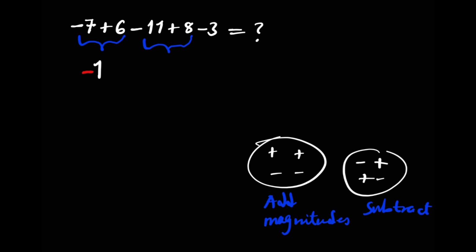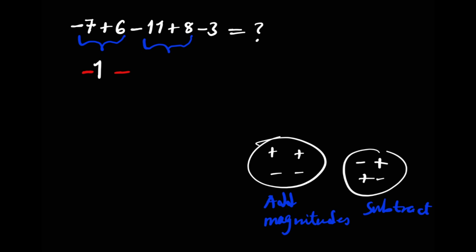Let's move to the second pair of numbers. We have negative 11. Then we have plus 8. Again, we have different signs. So we subtract the magnitudes. 11 minus 8 is how much? Yes, that is true. It is 3. And then the sign is negative 3. Let me write it down here. That is negative 3.